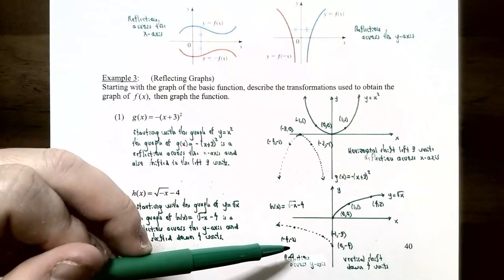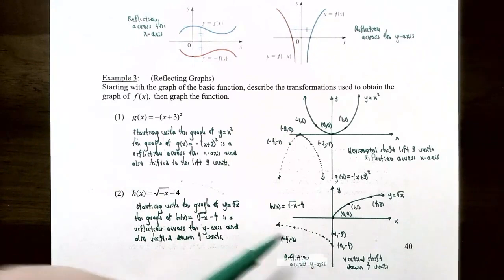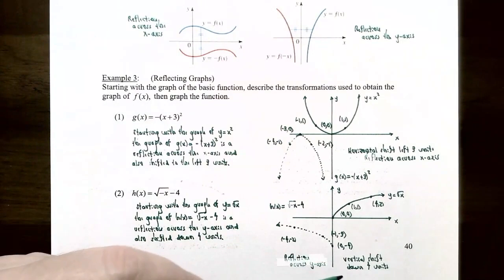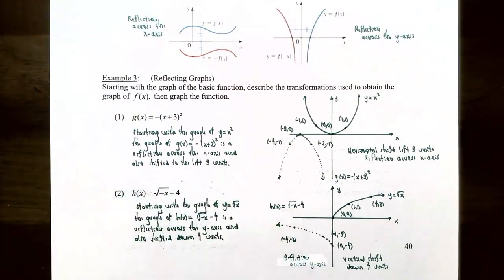And with these 3 points graphed, you get the idea what the graph of h of x will look like. The graph will start at (0, -4). The graph will go up as you go to the left, passing through (-1, -3), and also (-4, -2). And so again, this is a reflection across the y-axis, and also a vertical shift down 4 units to obtain the graph of h of x, square root of negative x, and then subtract 4 outside the square root, when you start with y equals square root of x.